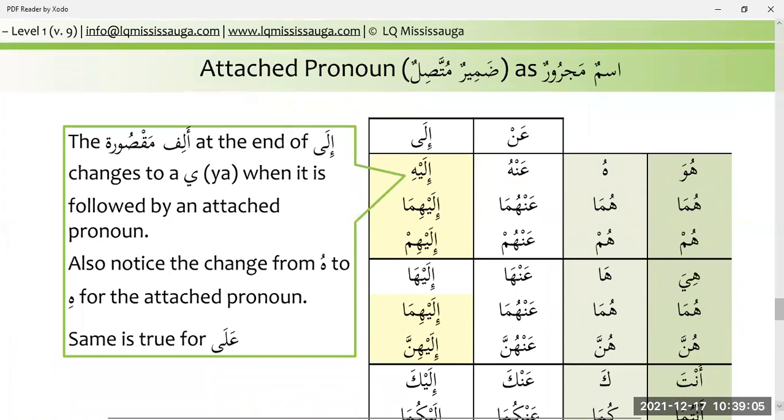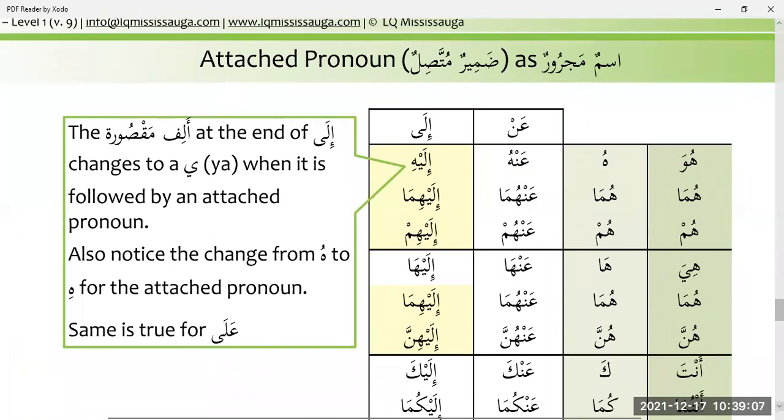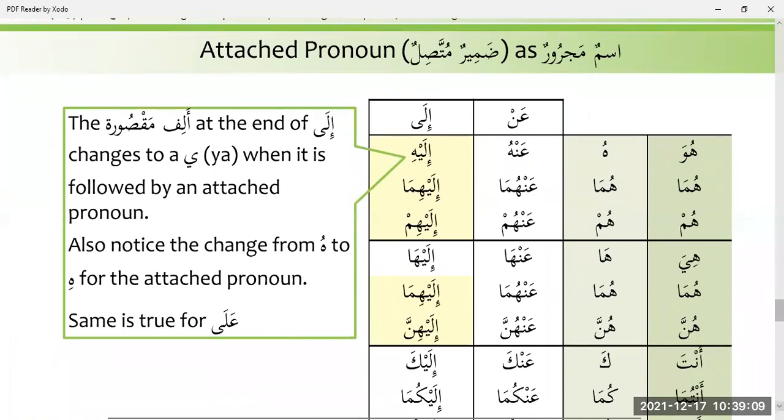And when they are majroor, when there is a preposition, we attach hu. We are using the prepositions an and ila here. It will be anhu, anhuma, anhum, anha, anhuma, anhunna. So we are using these prepositions.